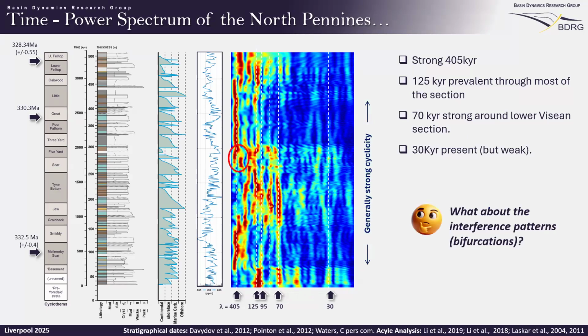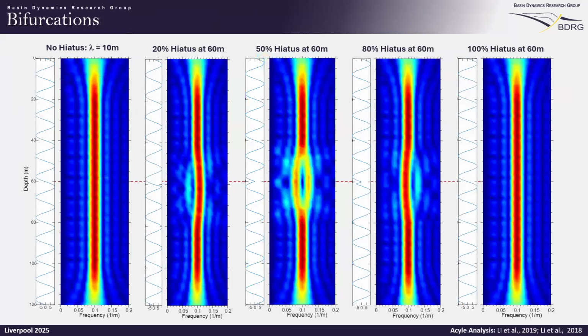But what about where it all goes messy? What about where you get these bifurcations and breakups in the signal? What about these changes? Well, the conventional wisdom in the literature is that these bifurcations occur because there is some kind of break or hiatus in the signal there. And this is the basic idea.